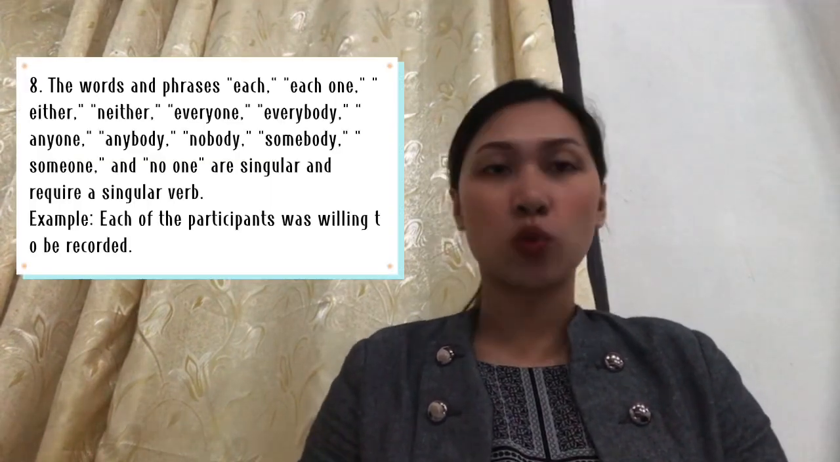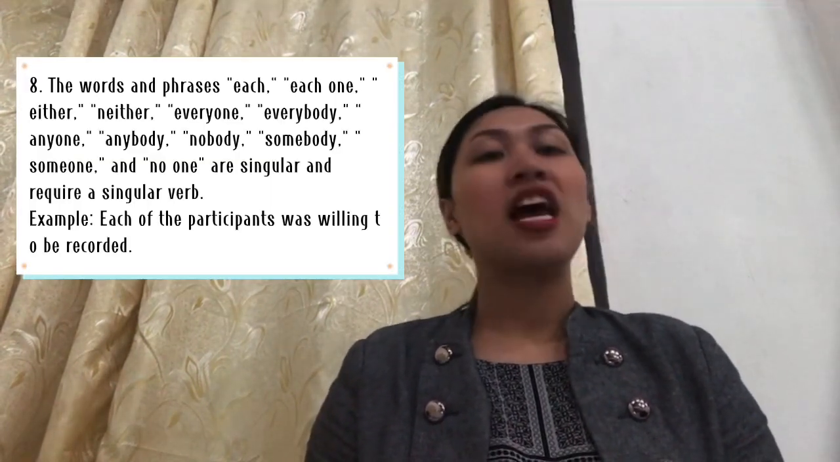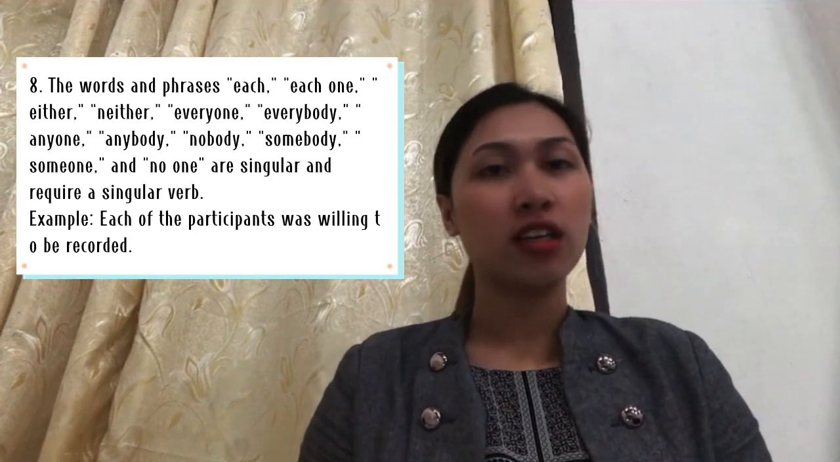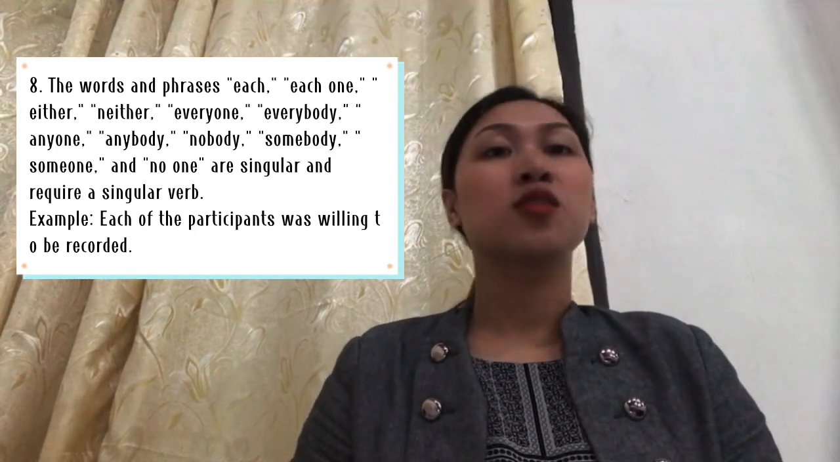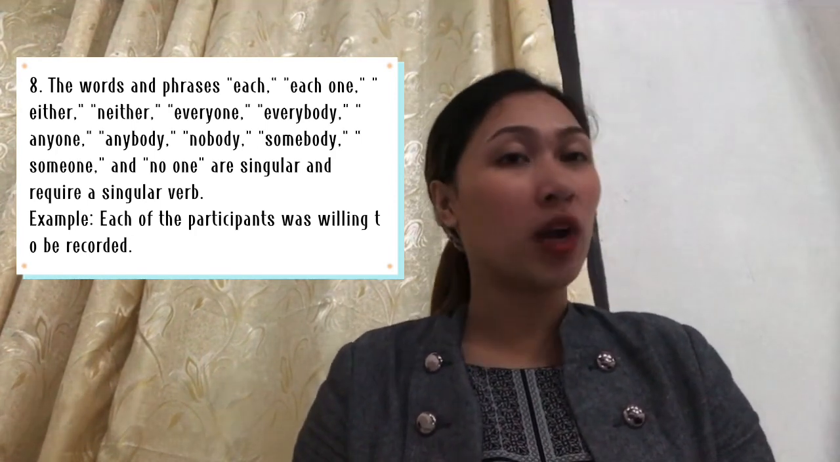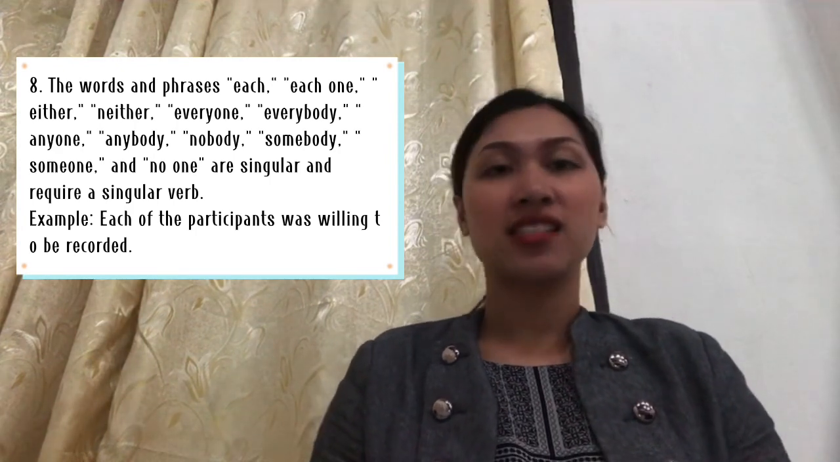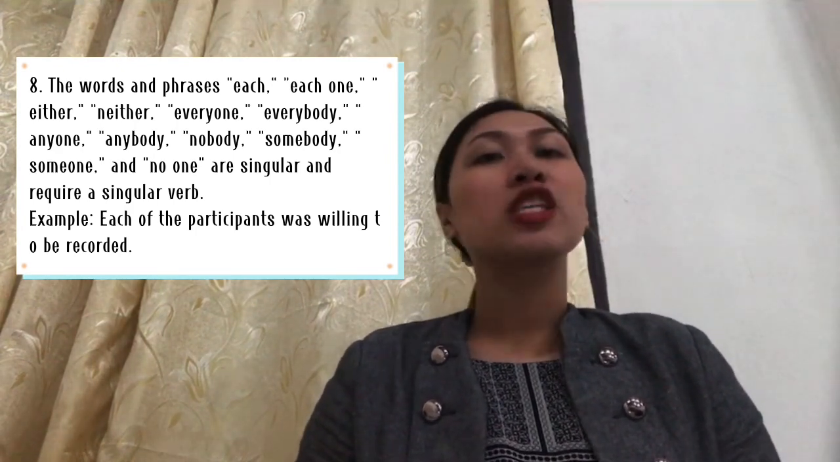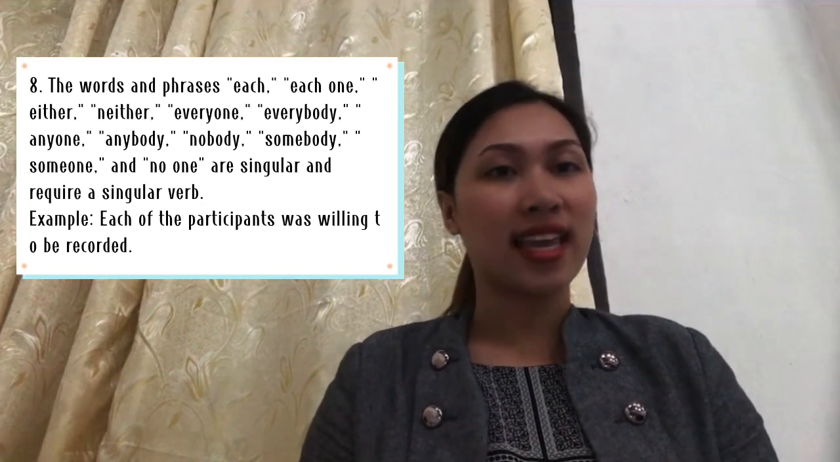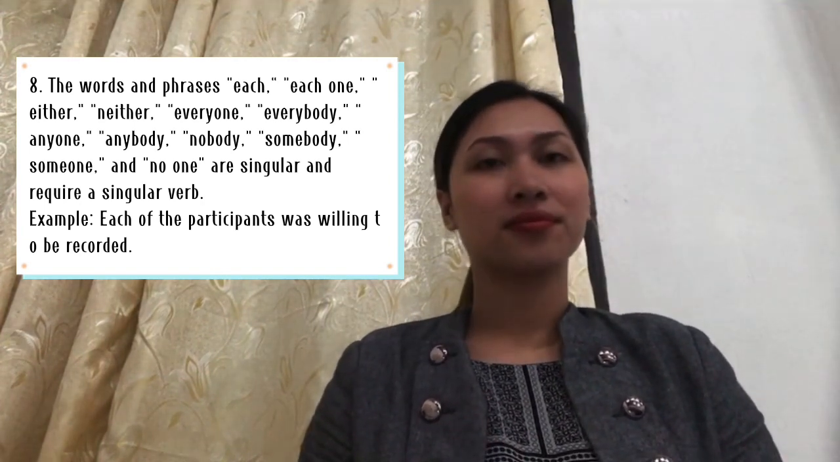Rule 8. The words and phrases each, one, either, neither, everyone, everybody, anyone, nobody, anybody, somebody, someone, and no one are singular and require a singular verb. For example, each of the participants was willing to be recorded.